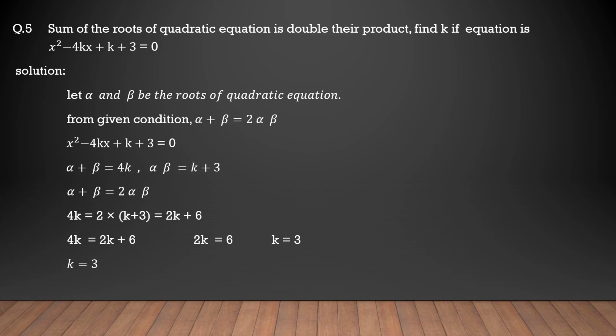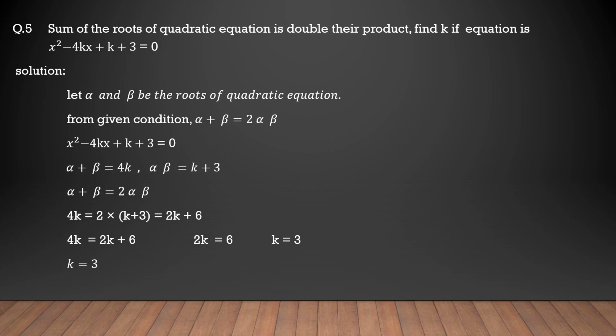Sorry, alpha plus beta is minus minus 4k. Minus means plus. So alpha plus beta is equal to 4k. And alpha into beta is equal to c. c is equal to k plus 3. So alpha into beta is equal to k plus 3. Here alpha plus beta is equal to 4k and alpha into beta is equal to k plus 3. And in this question alpha plus beta is equal to 2 into alpha into beta.